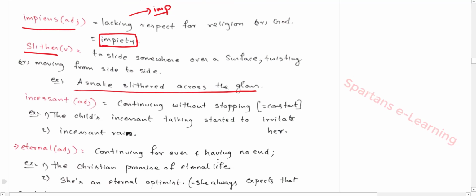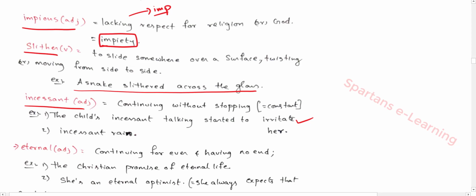Our next word is incessant. Incessant is an adjective. Incessant means not having any break, continuous without stopping, or constantly doing something is called incessant. Breakless, okay. Example, the child's incessant talking started to irritate her. So memorize these usages, right? That will help you immensely to memorize a word, to master a word.